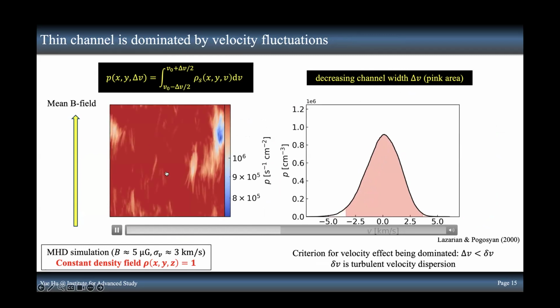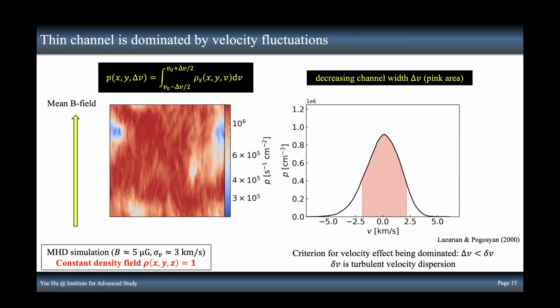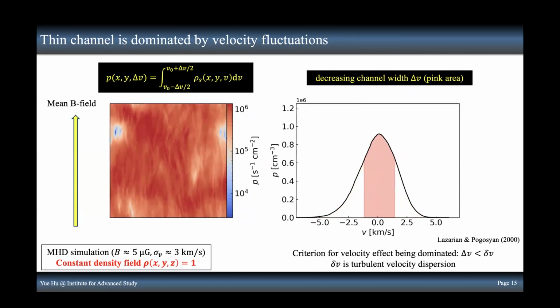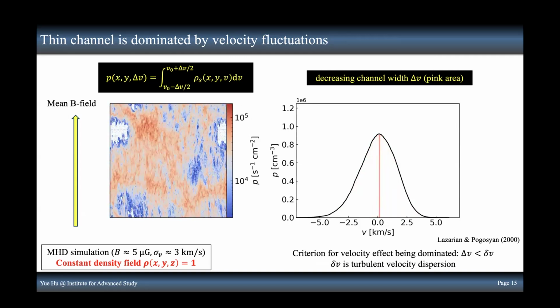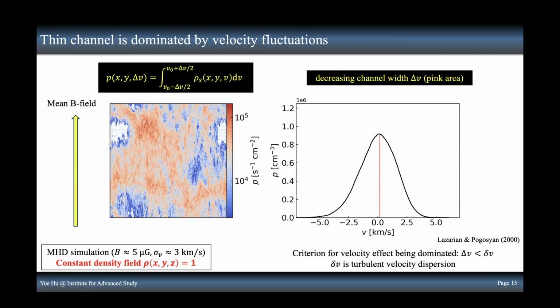Initially, if you remember, we don't have any structures in the integrated channel map, because the density field is constant. So there are no real density structures in real space. But here, if we integrate only a very narrow range of velocity, we see a lot of filamentary structure appear, and those structures do not exist in real space. Therefore, they're purely created by the velocity effect.